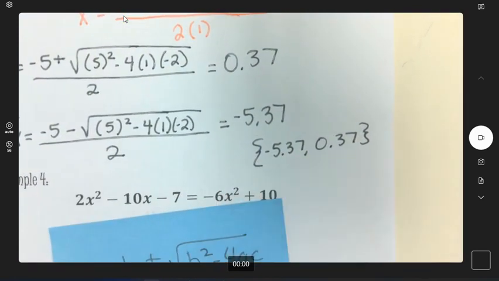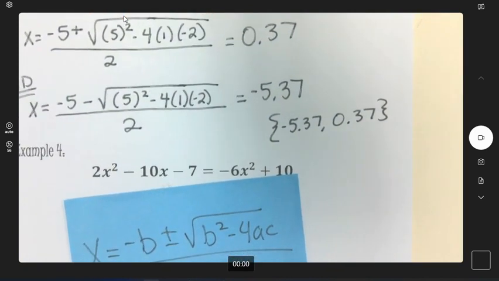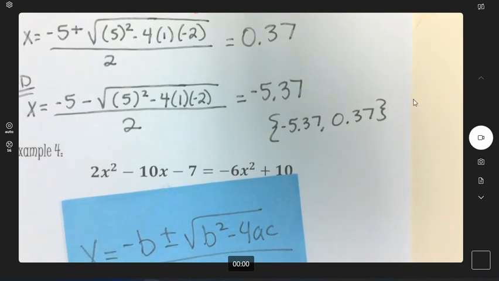Put your quadratic formula post-it on your notes so that you don't lose it. Look at where my quadratic formula is. Just stick it right there so we can find it tomorrow. And we'll finish the notes tomorrow.